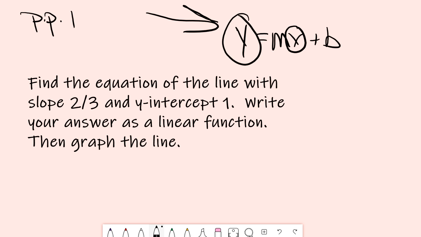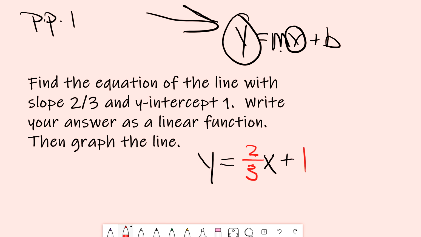So if I'm writing the equation of a line with a slope of 2/3, where's the 2/3 going to go? It's going to go where the m is. So far I've got y equals 2/3 x and then plus b. The y-intercept is 1, so that means it's going to be plus 1.